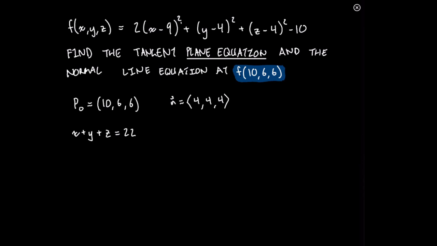Great. Now, the only other thing that it asks for here is our normal line equation. Now, what do we need to make a line in 3D space? Well, we also covered this in the previous video, but basically, you just need a point and a vector. It'd be this point and the normal vector, because the normal vector is along the normal line.